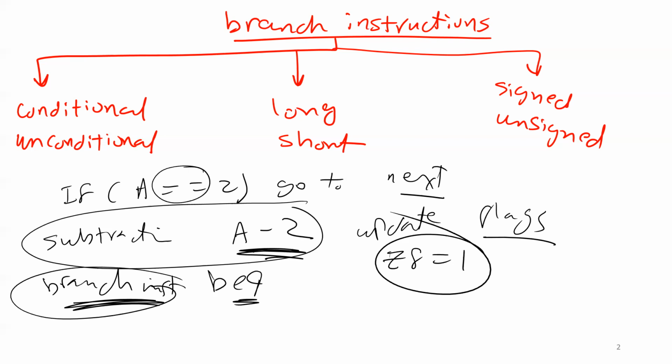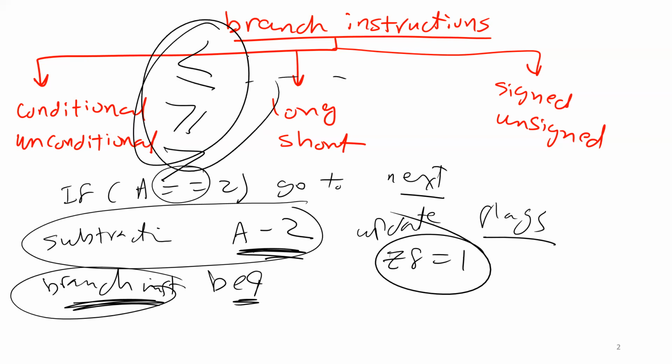Also, we have something for greater than or equal, less than or equal, and so on. In this case, maybe the branch instruction needs to check more than one flag. Okay, but it's the same idea. So this is exactly how we are going to make a condition right now.